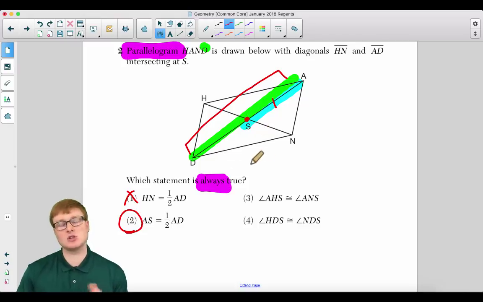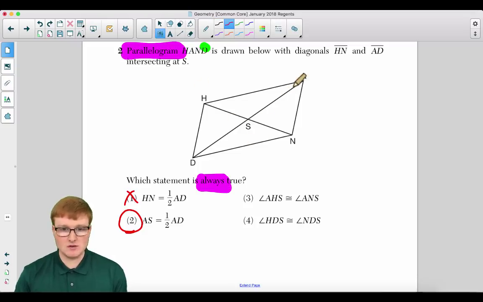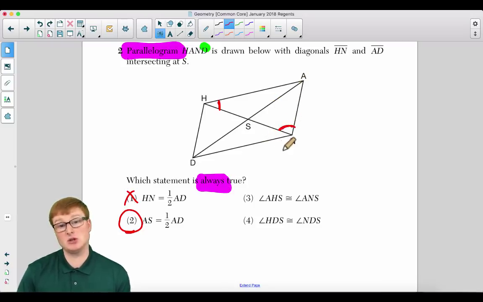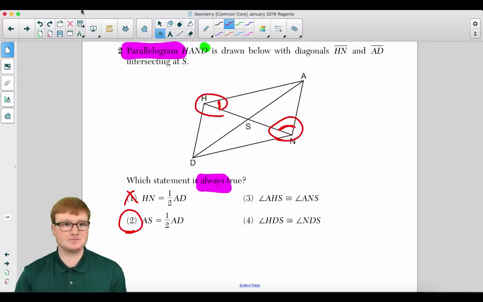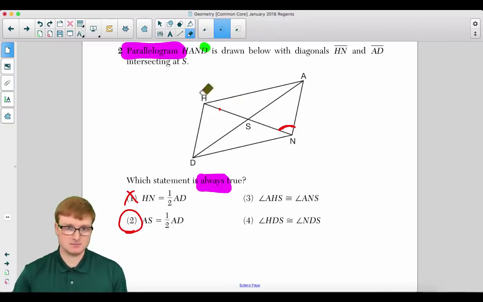Let's take a look at choices 3 and 4 just to understand why they are not the answers. Choice 3 shows that the measure of angle AHS is congruent to the measure of angle ANS. No, not necessarily true. First of all, you can even look at the diagram. This angle is clearly smaller than this angle. And also, they are not alternate interior angles, because they're on the same side of the transversal. So that can't be true.